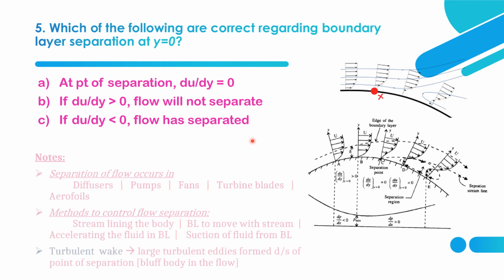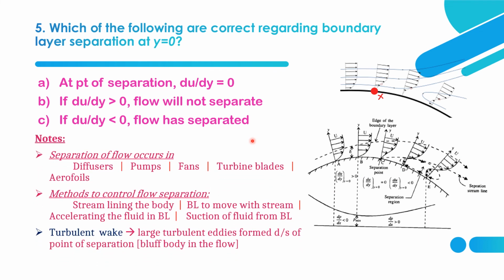Now we shall see one by one the points regarding flow separation. This boundary layer separation or separation of flow can be seen in hydraulic machines like diffusers, pumps, fans, turbine blades, aerofoils, like that. In these hydraulic machines, we can expect separation of flow. So how to control that? We have to control it by using four methods, like streamlining the body.